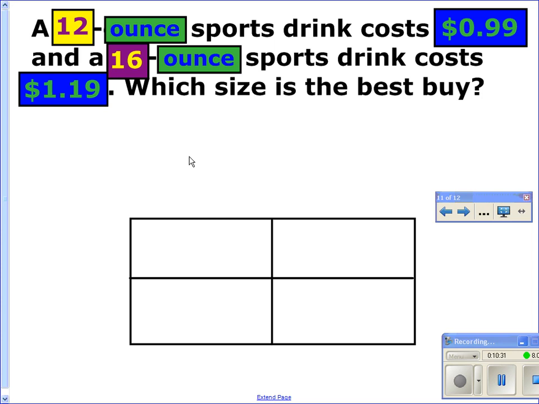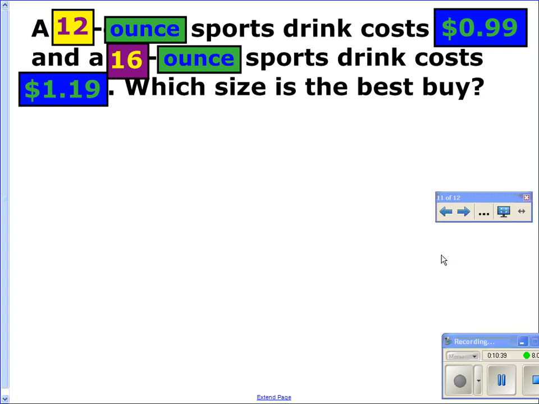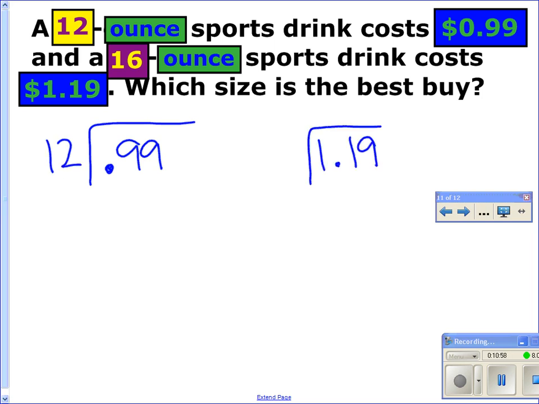So this says a 12-ounce sports drink costs 99 cents. And a 16-ounce sports drink costs $1.19. Which size is the better buy? So the first thing we want to do is to figure out how much 1 ounce for each drink costs. So we are going to divide 99 cents divided by 12 and $1.19 divided by 16.